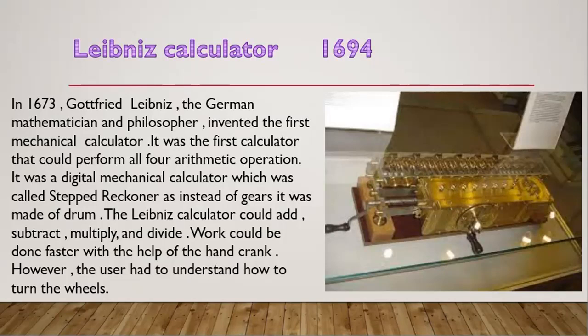The Leibniz calculator could add, subtract, multiply, and divide. Work could be done faster with the help of the hand crank. However, the user had to understand how to turn the wheel. So this was basically the awaited breakthrough, a step ahead of addition and subtraction towards advanced calculation. You can see the Leibniz calculator in this picture.